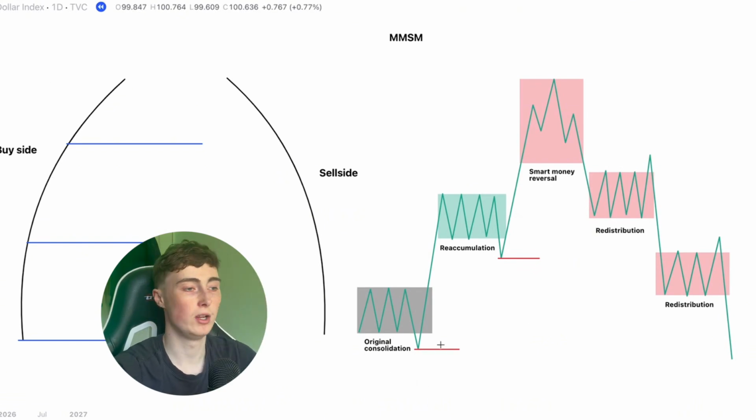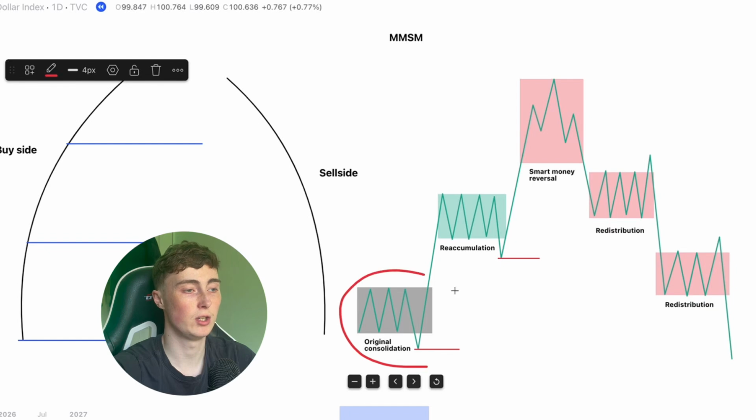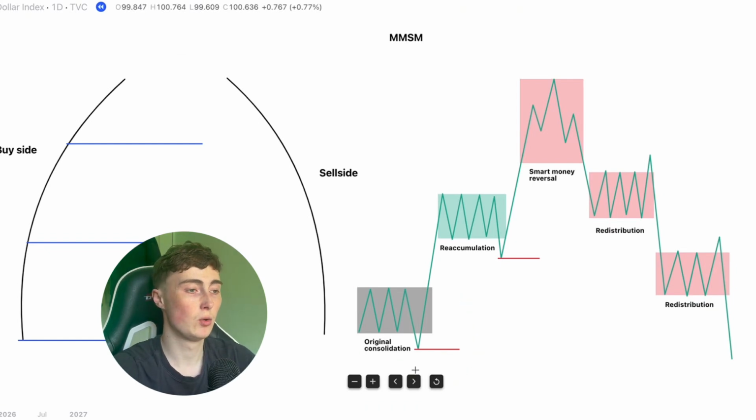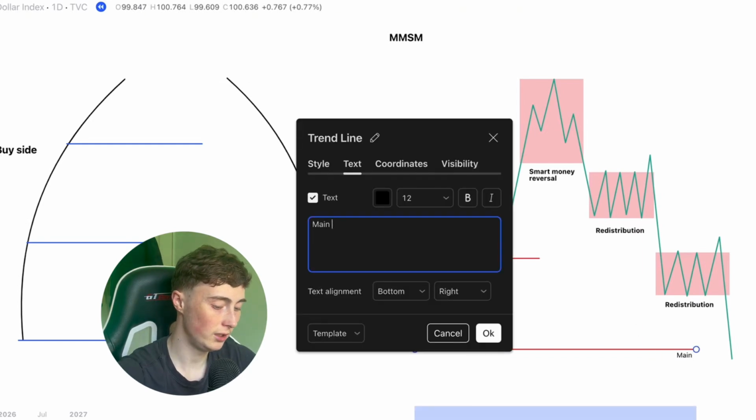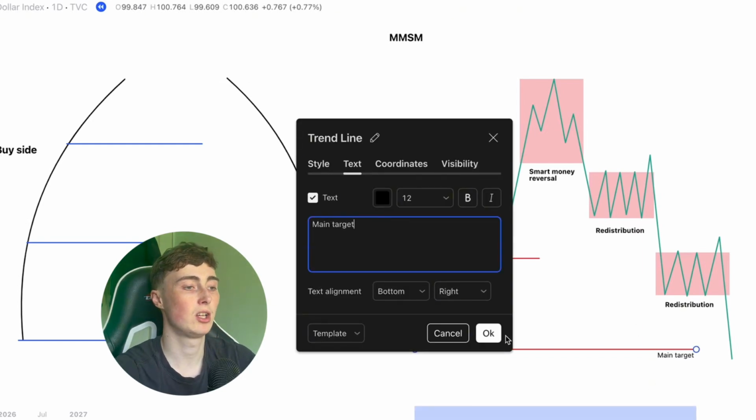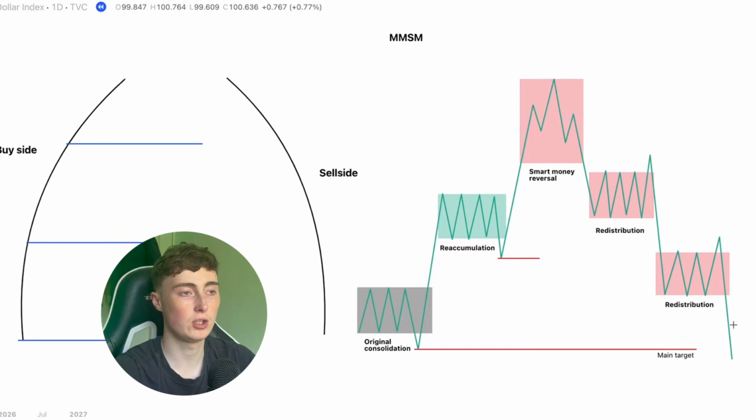So we get what is called the original consolidation, which is going to be at the bottom of the buy side leg. So you get the original consolidation. That's going to leave behind some kind of liquidity, right? The low of the consolidation will leave behind some liquidity. Now, that is the main target for the market maker sell model, right? That's going to be the main objective. Once that's reached, the market maker sell model has completed the objective.